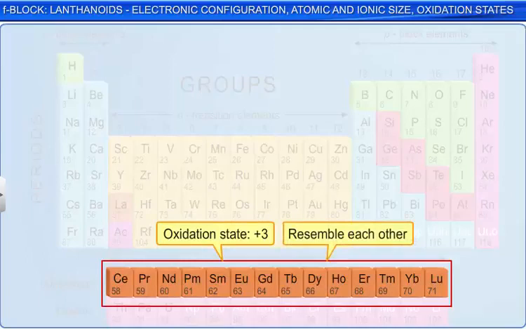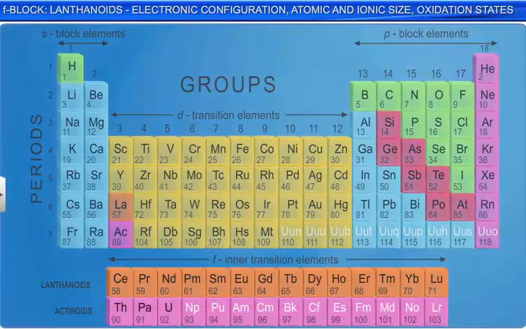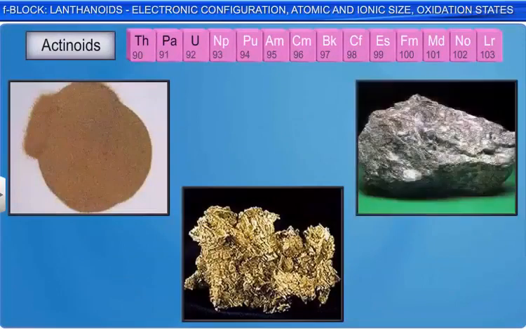The chemistry of actinoids, on the other hand, is complicated. The complication is partly due to the occurrence of a wide range of oxidation states, and partly due to their radioactive properties.